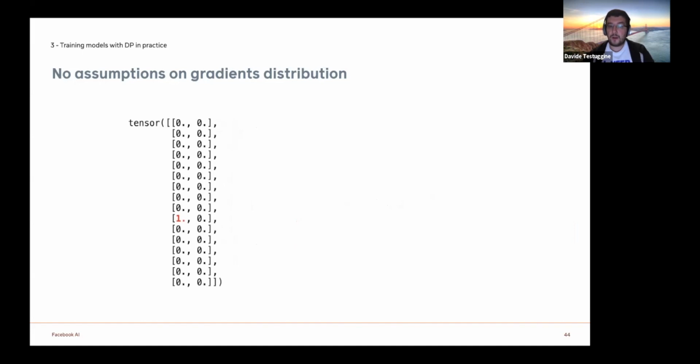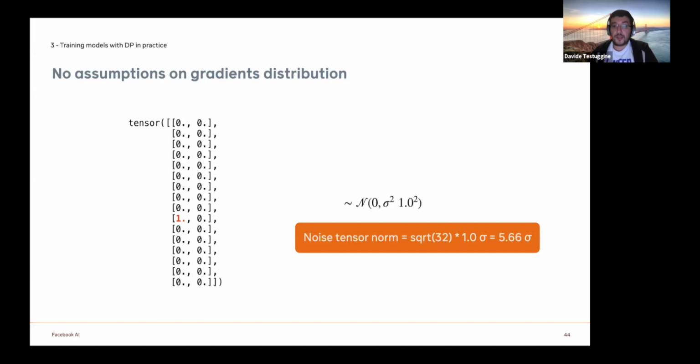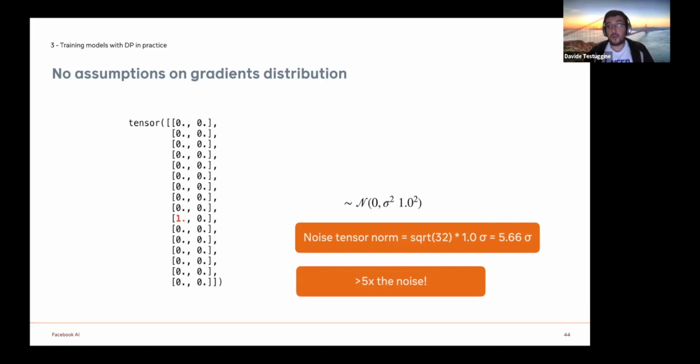Now let's look at this one instead. For this one, unfortunately, we don't know where the 1 is. So the only choice is to essentially assume that all of them have 1. And in doing that, we are computing a noise tensor whose norm is now 5.6566, which is indeed more than 5x the amount of noise that we added before. Unfortunately, this is the regime we need to be in, because we make no assumptions about how this norm is distributed. Therefore, we just go with the worst option.